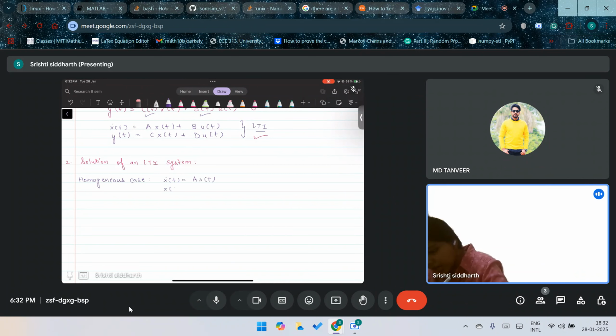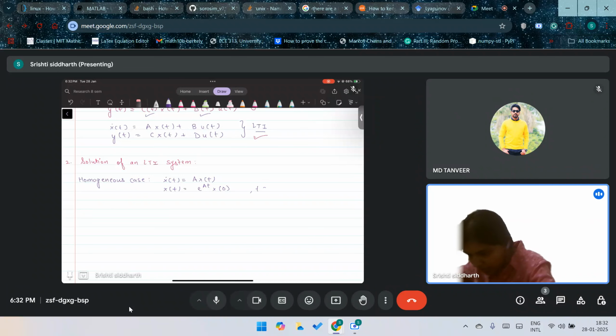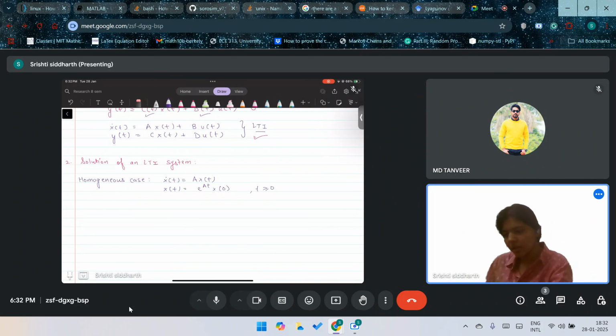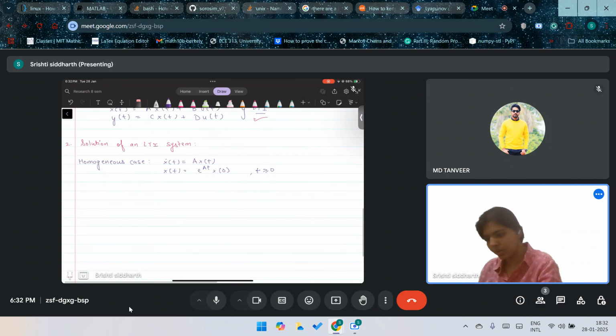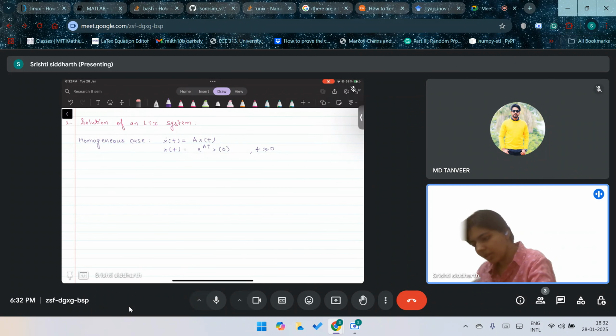The solution at any time t is e to the power at times x0. So we are going to consider time. The initial time is 0, and then we are going to consider solutions for t greater than or equal to 0. And then similarly, we have the complete solution due to the input also. So I'll just write that down.